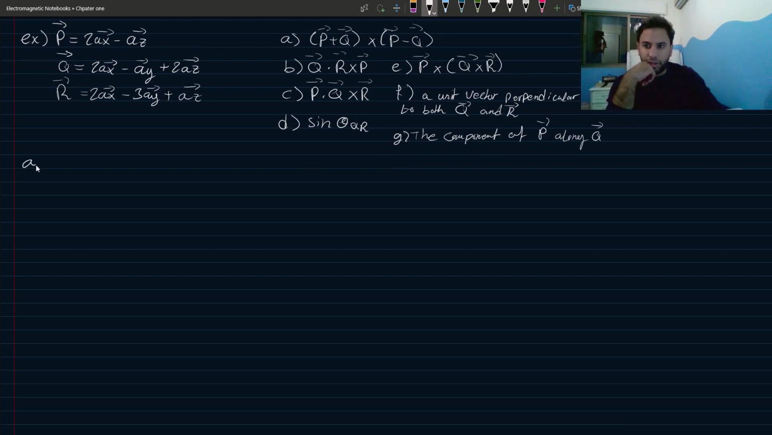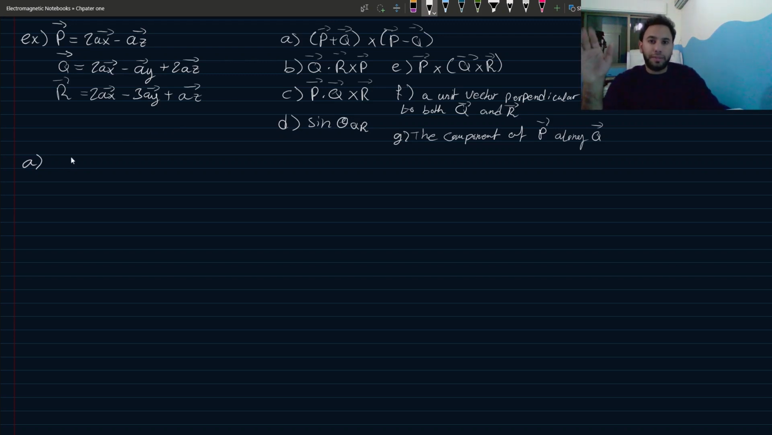So, the first one, P plus Q cross P minus Q. There are two ways to solve this problem. We can solve it the smart way or straight up the mathematical way. The smart way is by using the properties of the cross product. And the straight up mathematical way is finding the value of P plus Q and the value of P minus Q and then cross multiplying them. Well, first I'm going to start with the smart way by using the properties of the cross product.